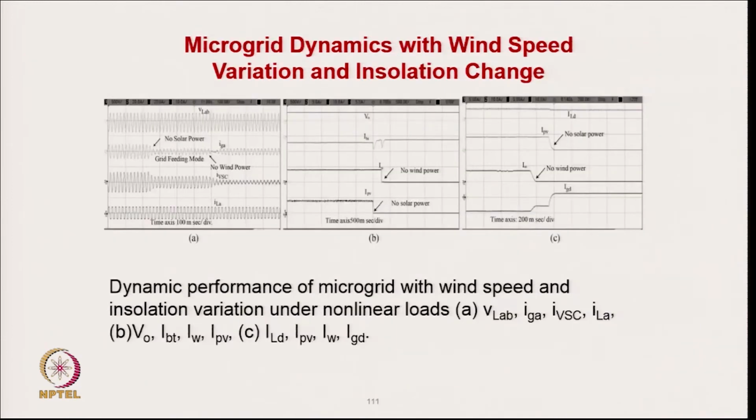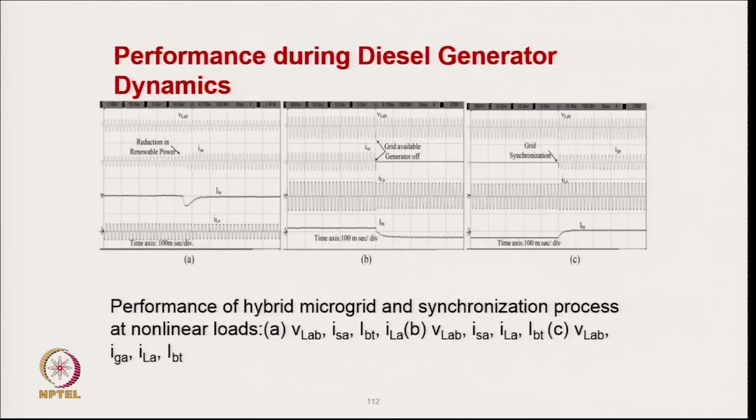These are the corresponding dynamics when solar generation changes and wind generation changes, and the performance with the DG set, how it goes to DG set operation with a load change. The generator may disappear or be turned off, and then you synchronize to the grid.